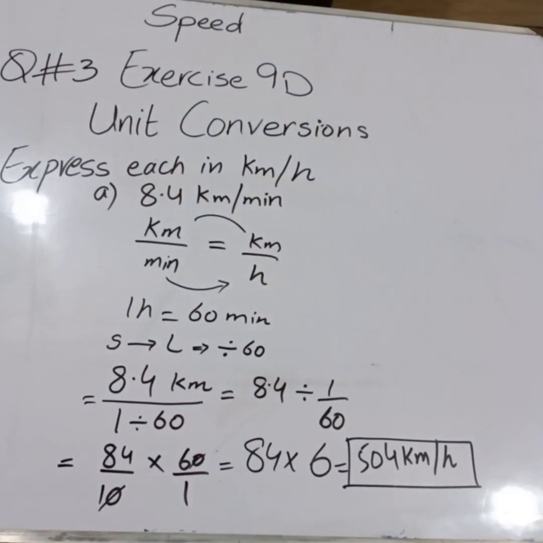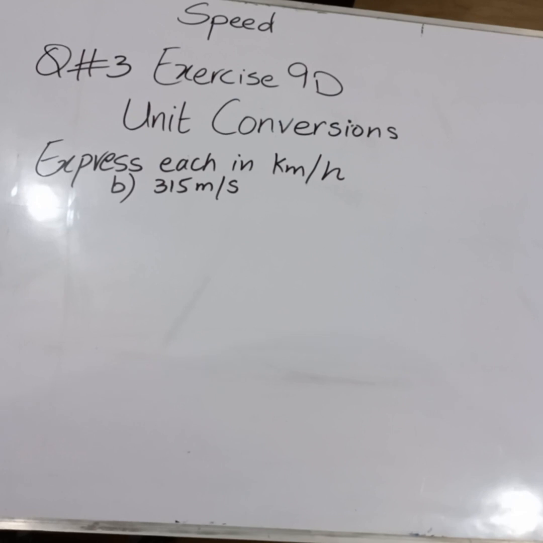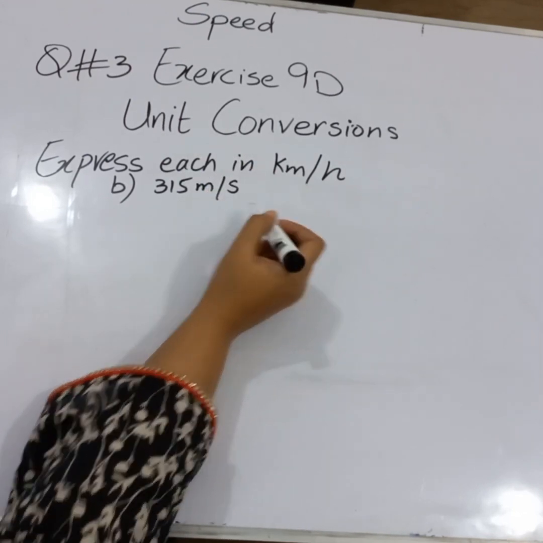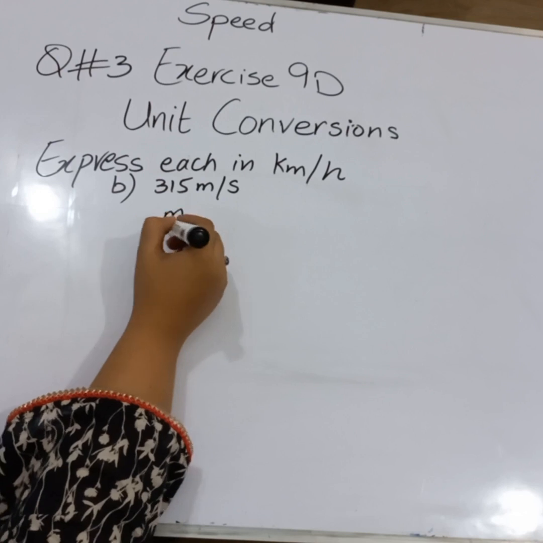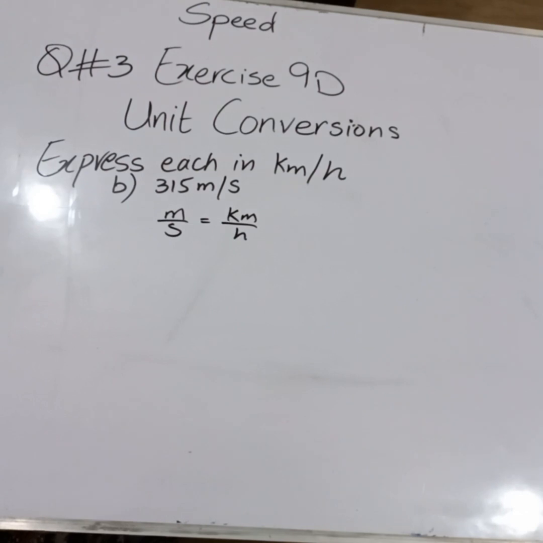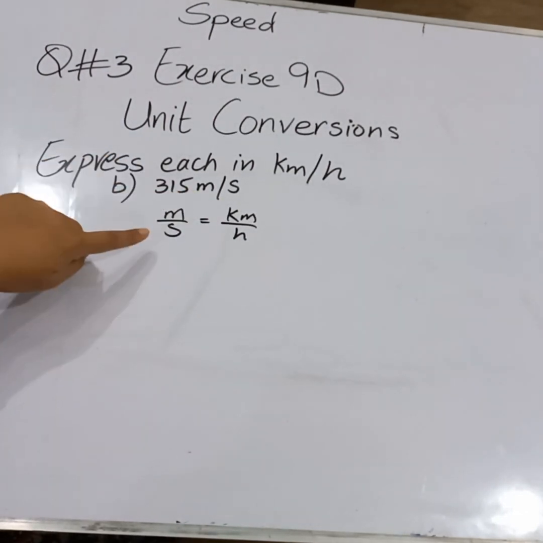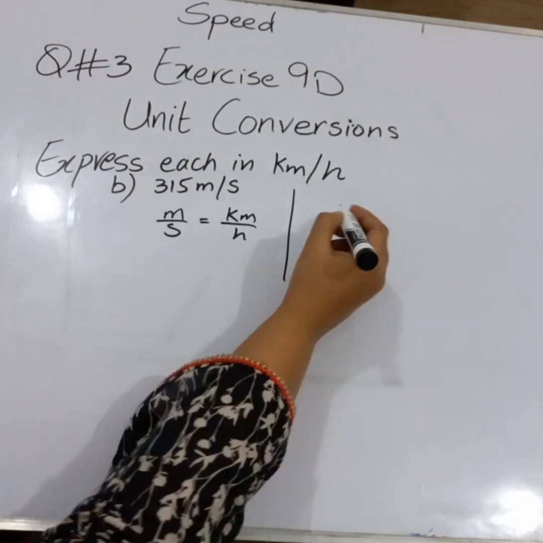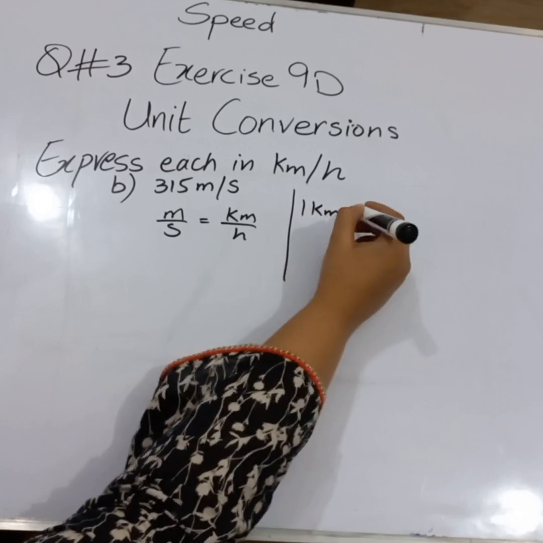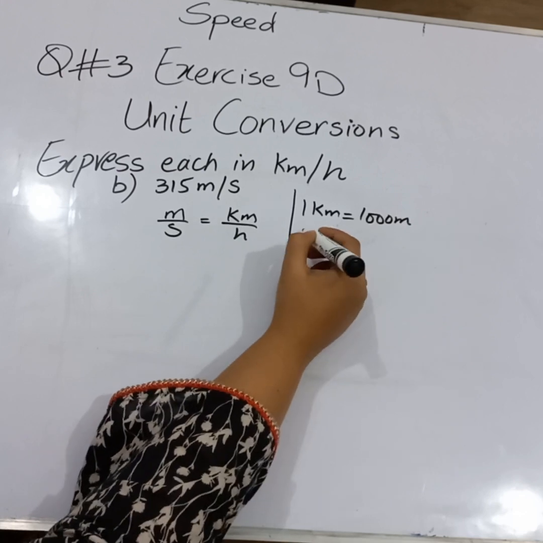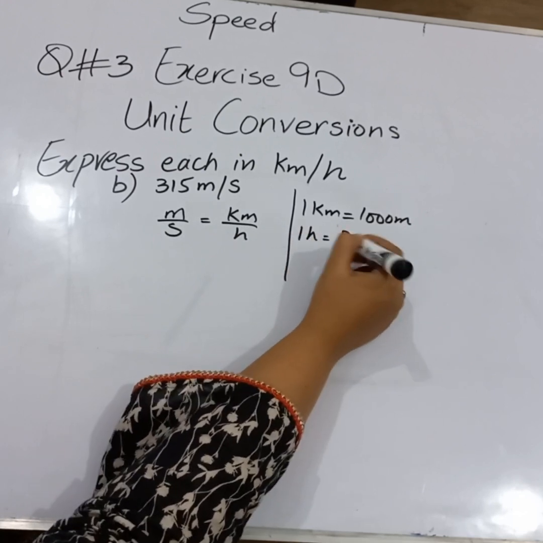Now let's start its B part. In B part, as you can see, 315 meter per second is given, and we have to go again towards kilometer per hour. So meter per second will be changed into kilometer per hour. Meters will be changed into kilometers and seconds will be changed into hours. For this, the very important thing to understand is that in 1 kilometer we have 1000 meters, and in 1 hour we have 3600 seconds.